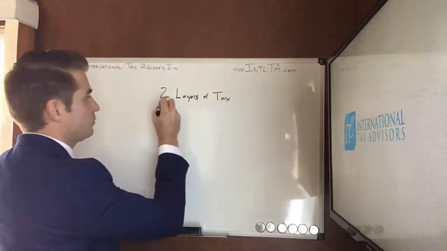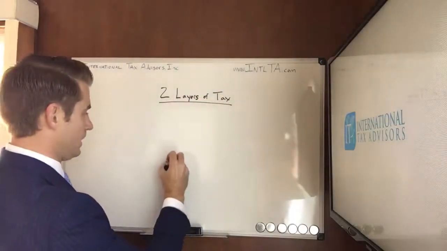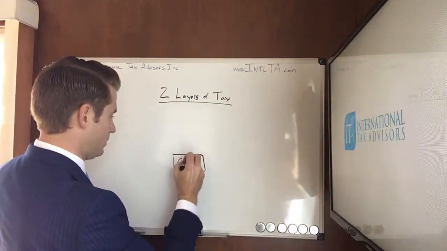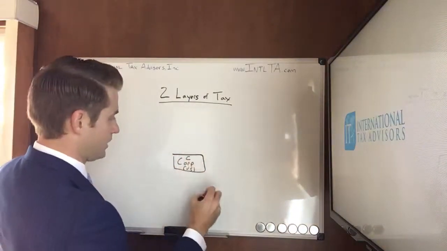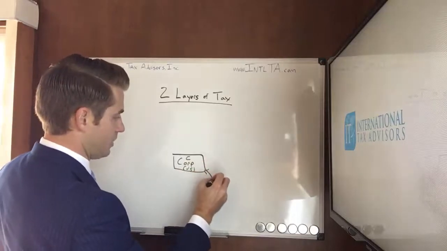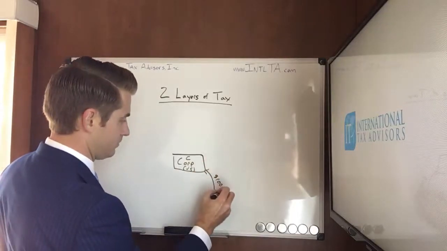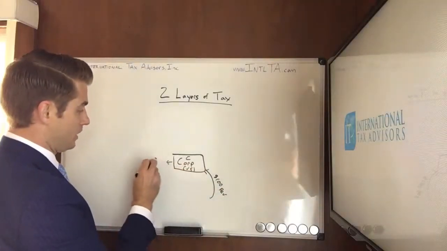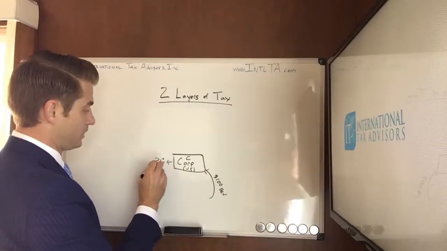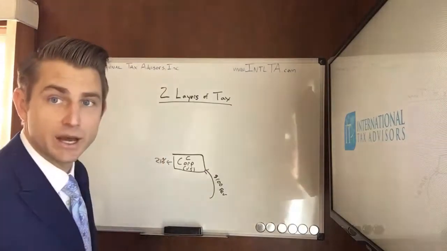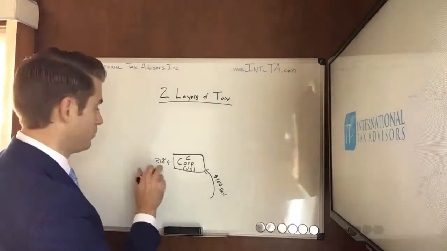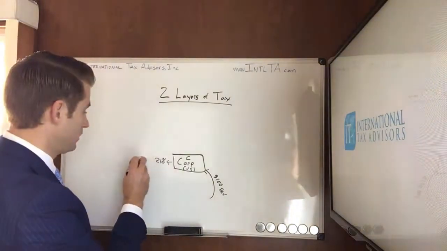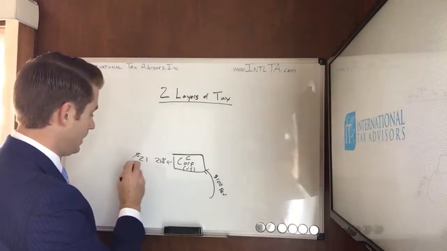The most simplistic way to describe this would be a corporation, a C Corp, which has customers and earns $100 of revenue. That $100 of revenue is subject to corporate rate now, which is 21%. Prior to 2018, it was a maximum of 35. Now it's a flat 21. So when the corporation earns $100, it pays $21 to the IRS.